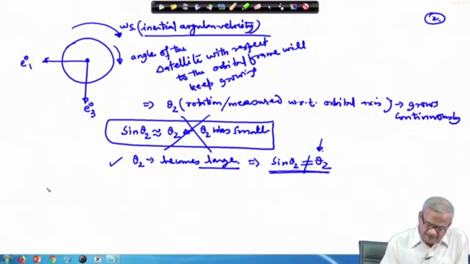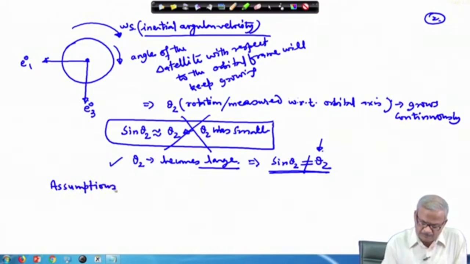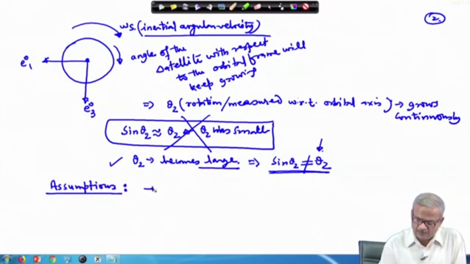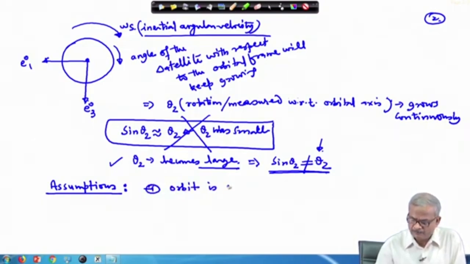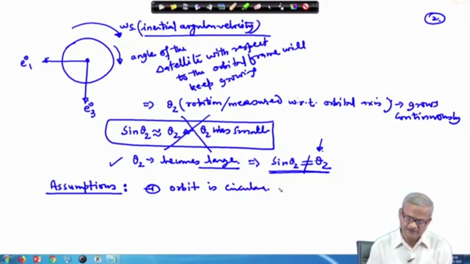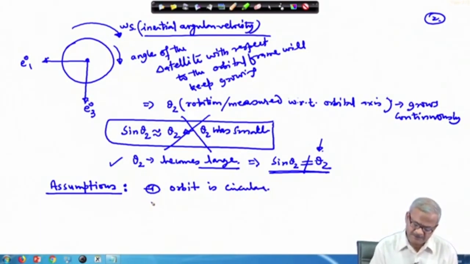So we start here now discussing. Our assumptions are: one, the orbit is circular. This simplifies working with the equations a lot, otherwise the whole thing becomes very complex.